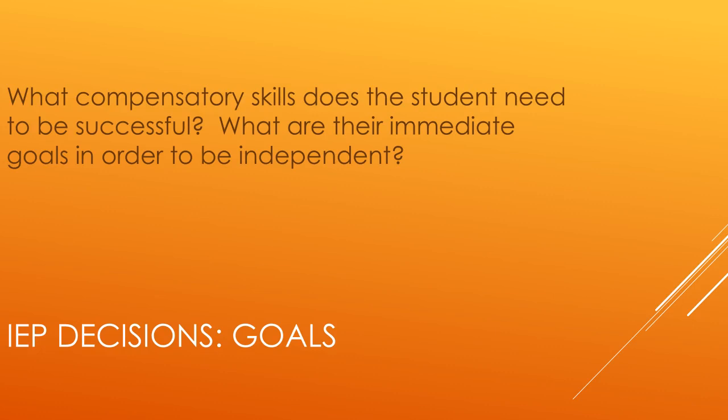After we determine that the child does benefit from compensatory skills, we have to ask ourselves, what compensatory skills do they need to be successful? And what are their immediate goals to make sure that they are independent later in life? So, baby steps. Those goals are those things we can meet within 1 year that will ultimately lead to our big goal of independence.